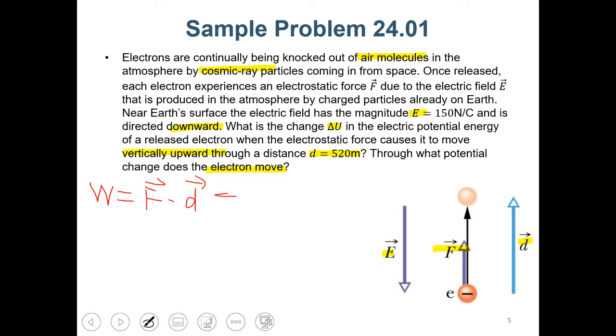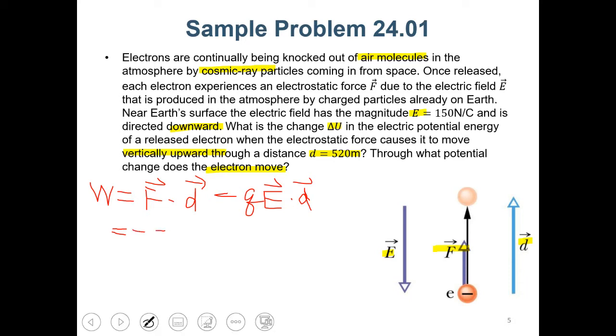And in chapter 22, you know that the electrostatic force is nothing but Q times the electric field. Here Q is an electron, so it is a negative charge. If you place a negative charge in an E field pointing downward, it should go upward. So the work done by the E field should be a negative value.